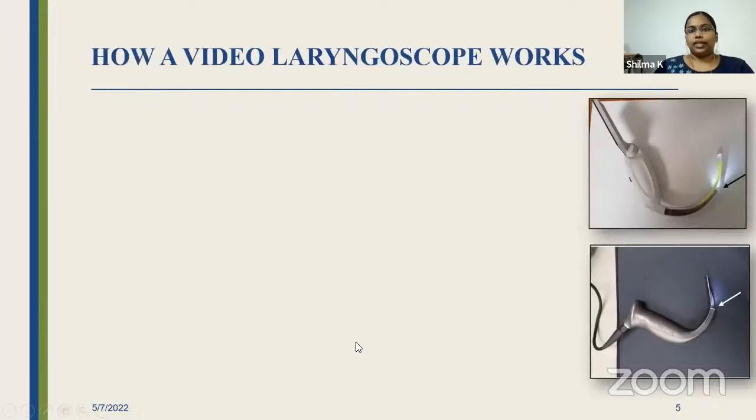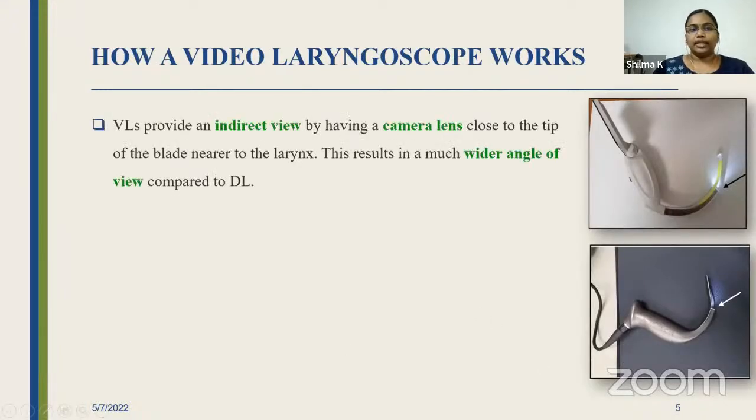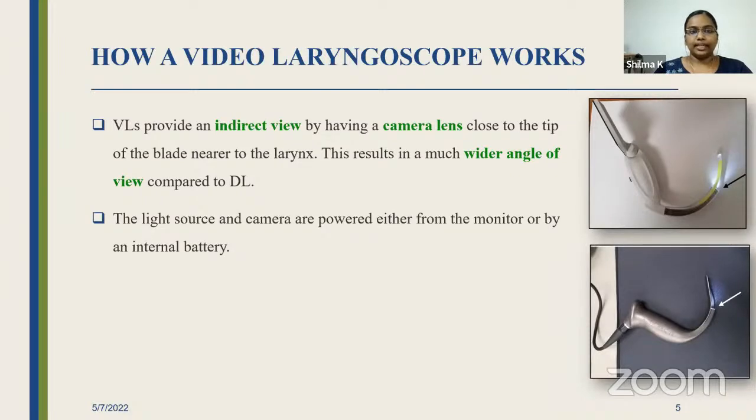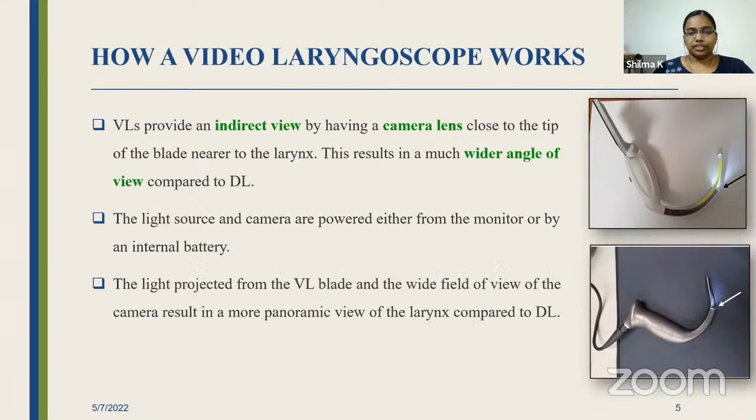Let's look at how a video laryngoscope works. A video laryngoscope provides an indirect view by having a camera lens close to the tip of the blade, nearer to the larynx. This results in a much wider angle of view compared to direct laryngoscopy. The light source and camera are powered either from the monitor, like in the Glidescope, or by an internal battery, like in the King Vision. The light projected from the blade and the wide field of view of the camera result in a more panoramic view of the larynx compared to direct laryngoscopy.